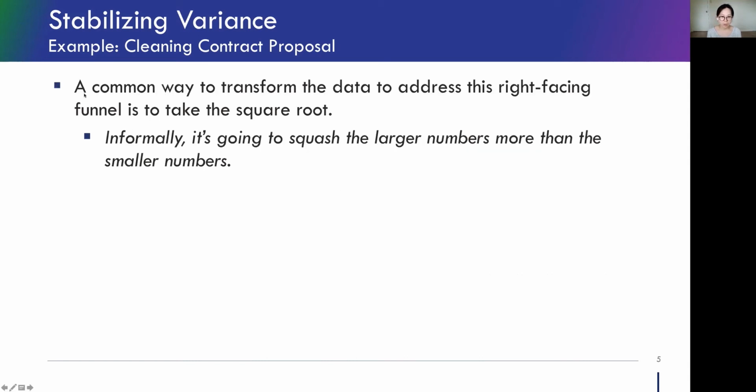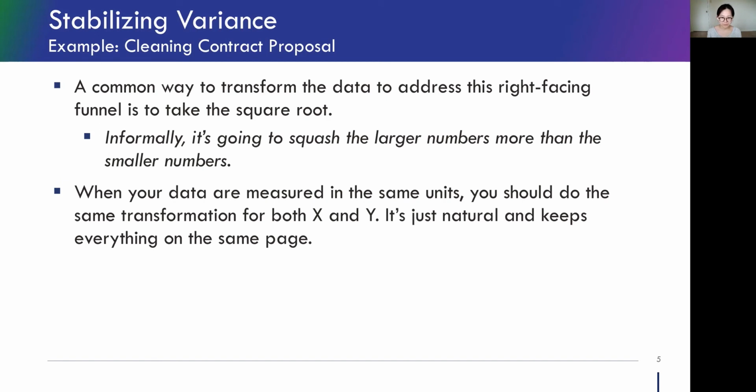So, a common way to transform the data where you find funnel-shaped residuals is to take the square root. Taking the square root will squash the large numbers more than the smaller numbers. You will see this when we make the plot after taking the square root. And when your data are measured in the same unit, you should do the same transformation for both X and Y. It's just the natural thing, and we're trying to keep X and Y on the same page, on the same unit.